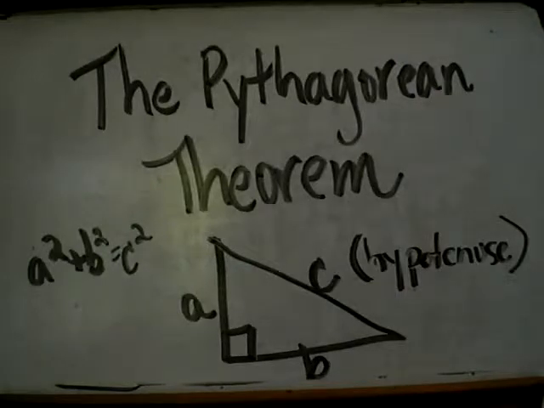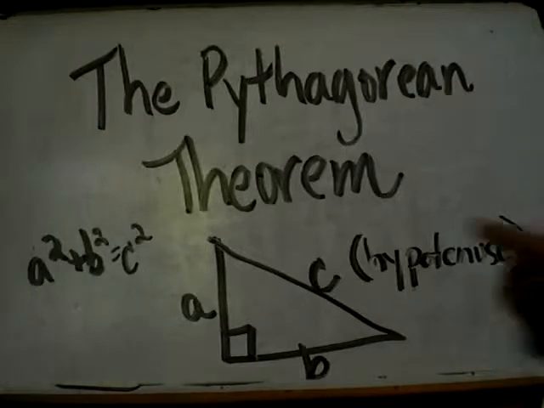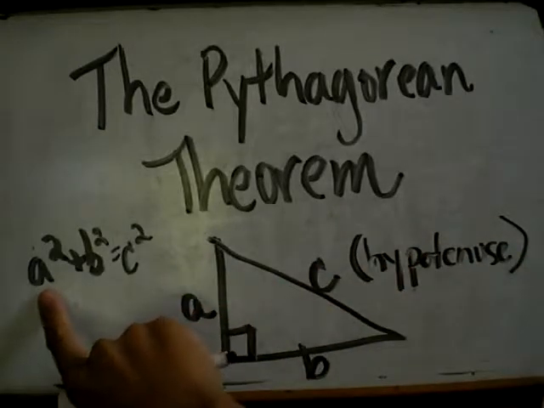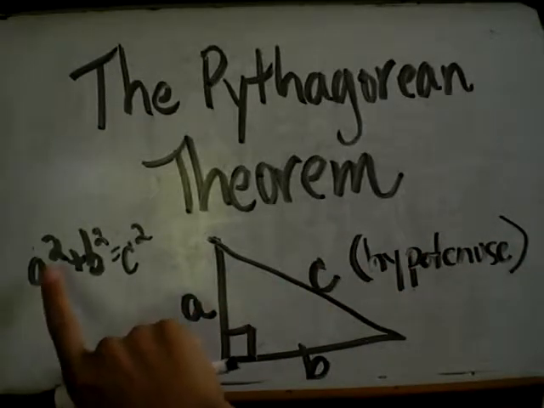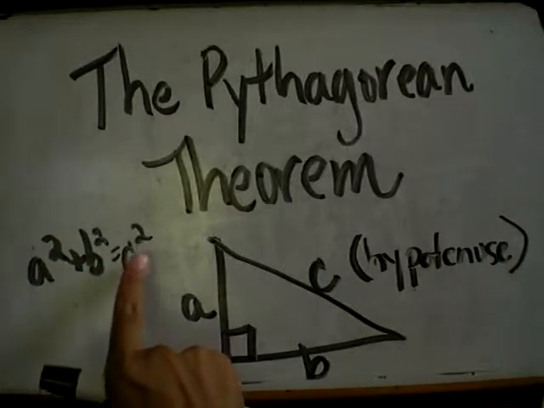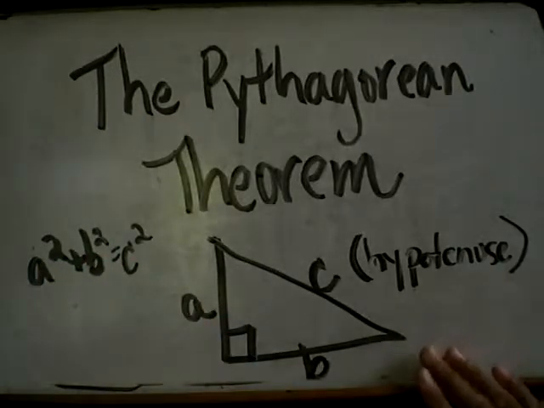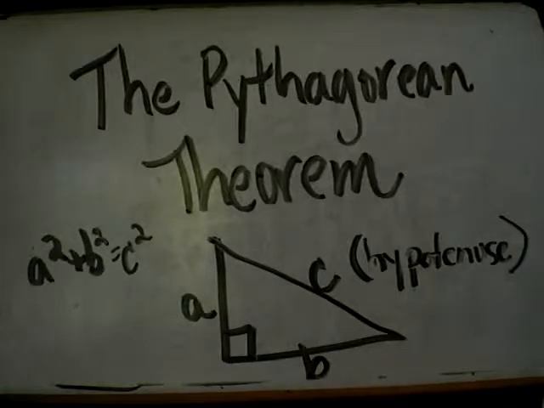Okay. In this video, I'm going to be going over the Pythagorean Theorem. Here's the formula: a squared plus b squared equals c squared. Now, this theorem works only for right triangles.